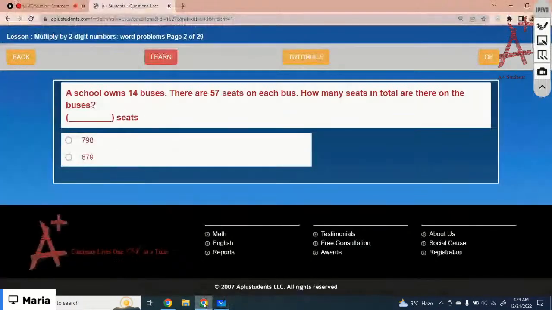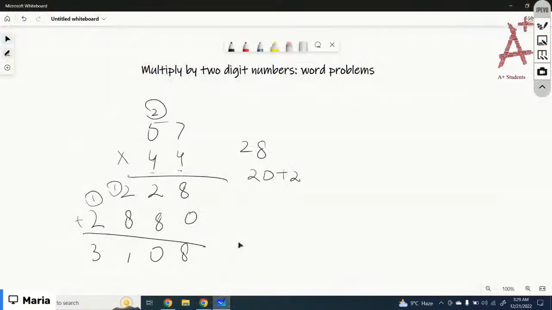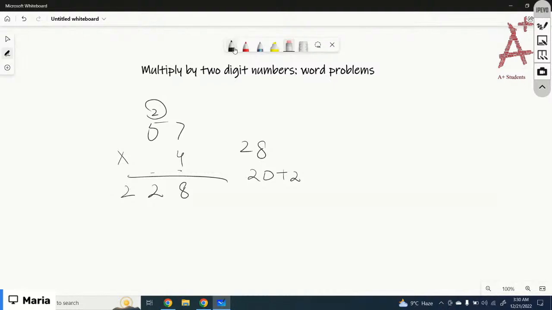Oh, it is 57 times 14, not 44. So let me change this line, because we don't have to multiply with 4 here. It is 14. We are going to start writing the numbers right below the tens digit.